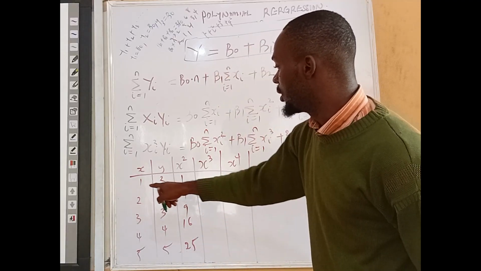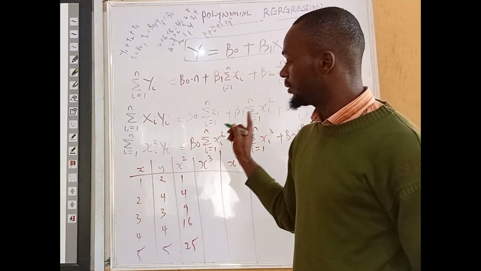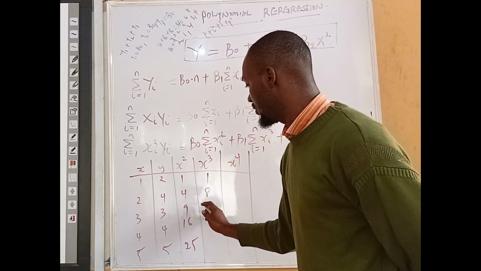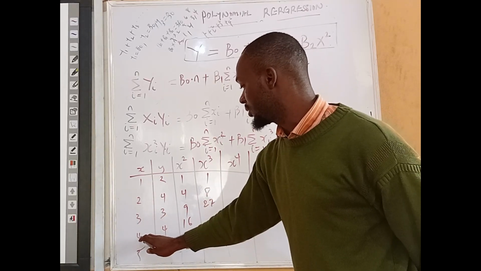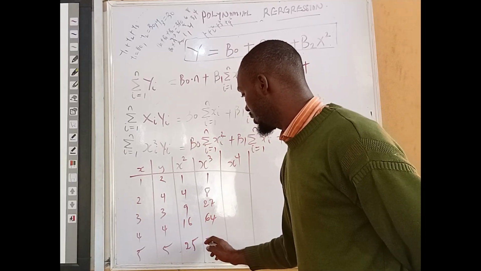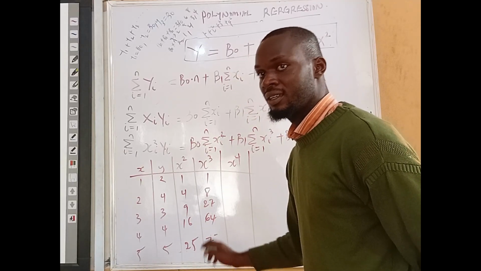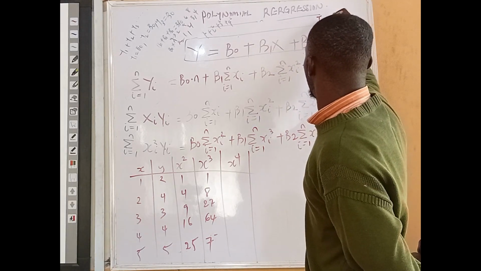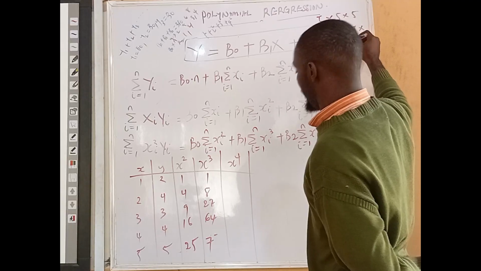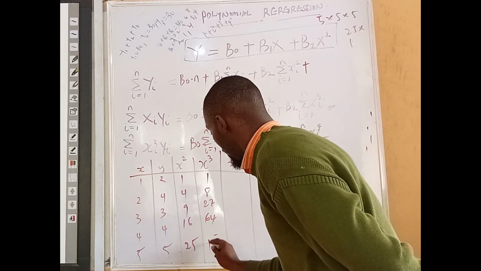The S cube is take this to the power of 3. 2 to the power of 3, 8. 3 to the power of 3, 27. 4 to the power of 3, 64. 5 to the power of 3: 25 times 5 is 125.